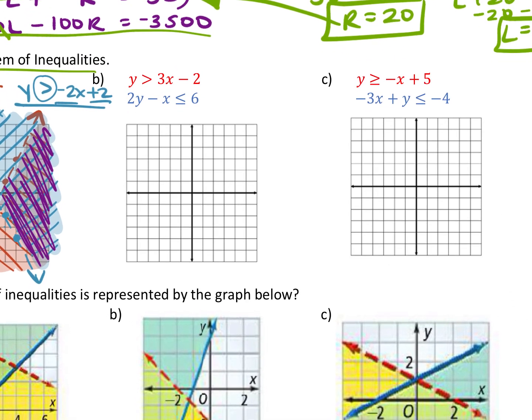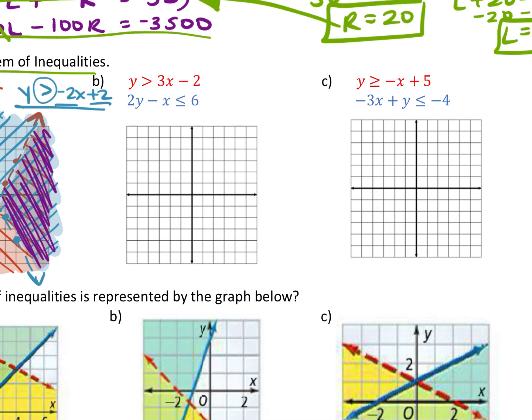So this first equation, y is greater than 3x minus 2. So we're going to go down 2, and then a slope of 3. So 1, 2, 3 up, 1 to the right. 1, 2, 3 up, 1 to the right. So here's your dotted line. Again, this one is dotted because it doesn't have the equal to bar. And y is greater than that. So that's going to be above this line.